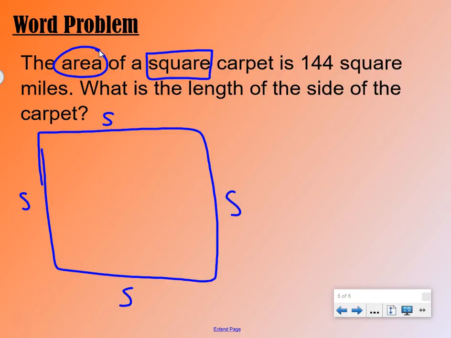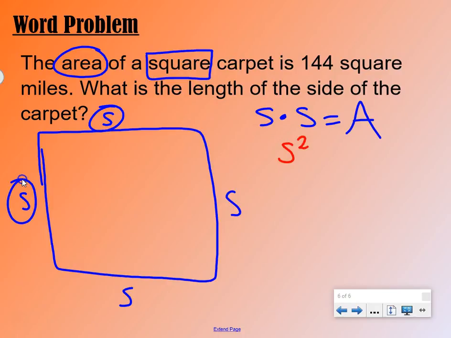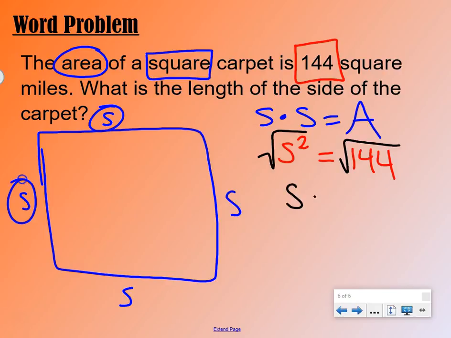To find the area of a square, we multiply one side by another side. So we would do side times side equals the area. Well, another way to represent side times side is actually side squared. Equals area, which we know is 144. Solve this equation for S. We square root both sides. Square root of S squared is just S. Equals the square root of 144 is 12 and negative 12.